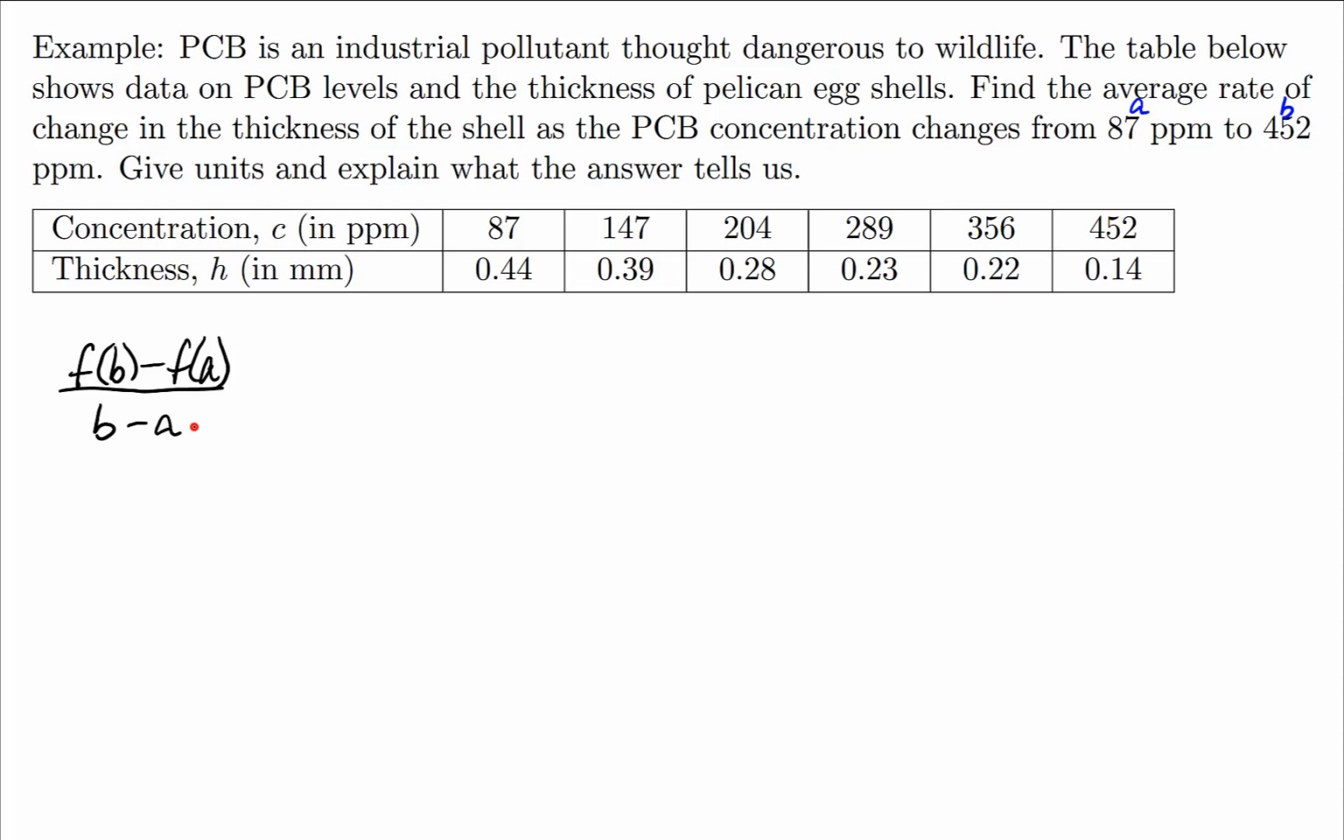So then if we go to apply our formula, f of B minus f of A, f of B is the 0.14 that is shown in the chart corresponding to the 452 that's our B, and then it's 0.44 at the 87 mark, over 452 minus 87. This gives us negative 0.3 over 365.